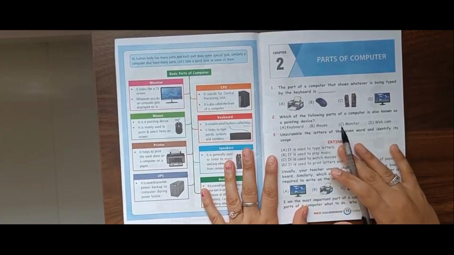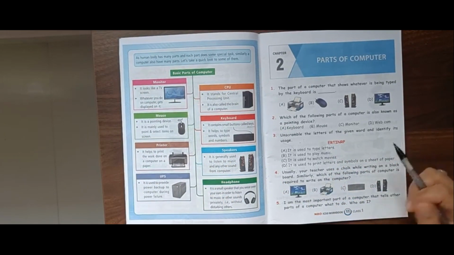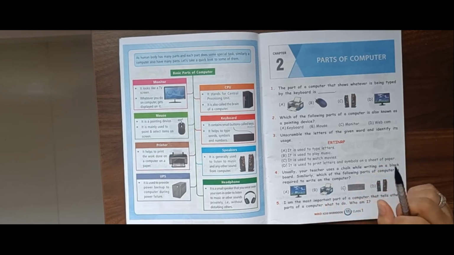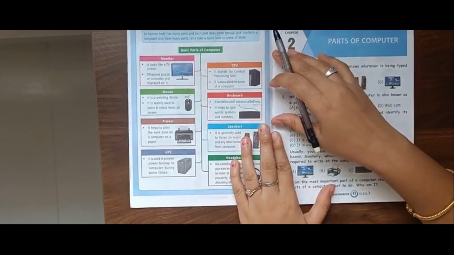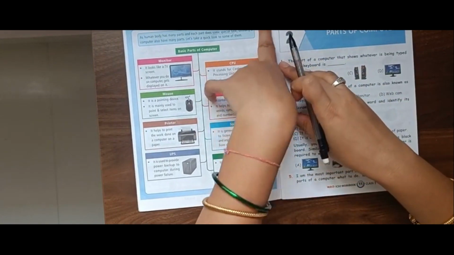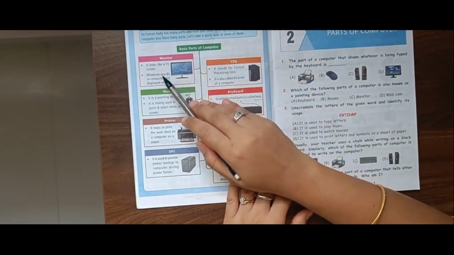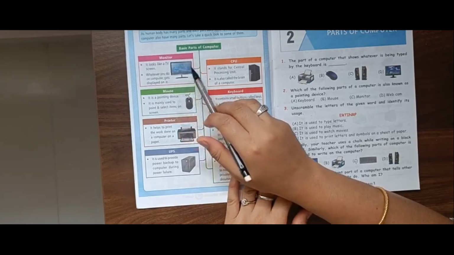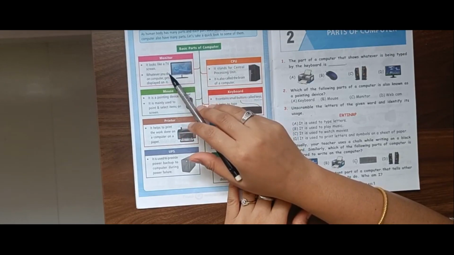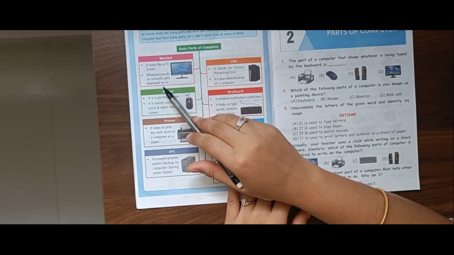So kids, as we have body parts like hands, eyes, ears, in the same way computer also has some important parts that do special tasks. So let's start with the basic parts of the computer. Monitor. What is monitor? It looks like a screen, a TV screen. Whatever you do on the computer gets displayed on it.